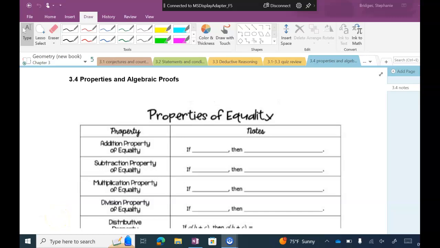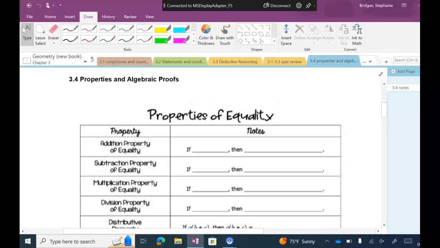Properties of equality. You use these properties and you don't realize you're using them when you solve equations. You don't really think about them as properties, but they are, and they're going to be used as reasons in proofs. So we're going to start with the addition property of equality.